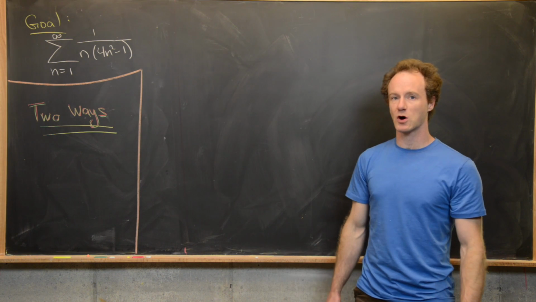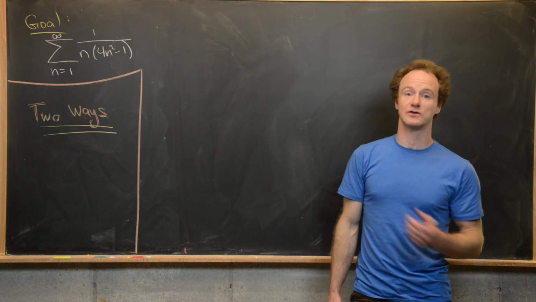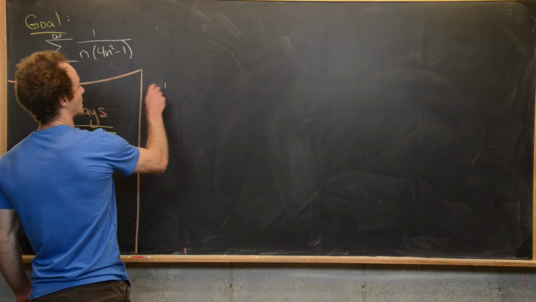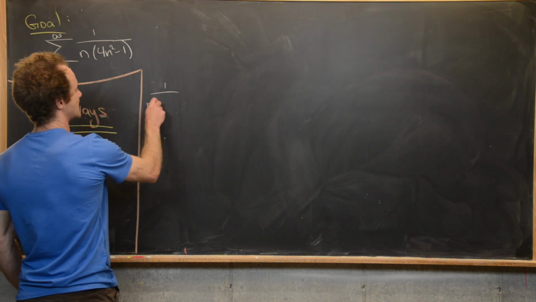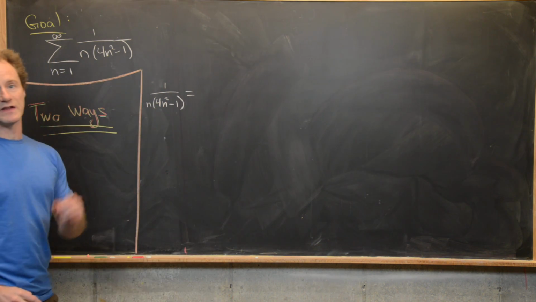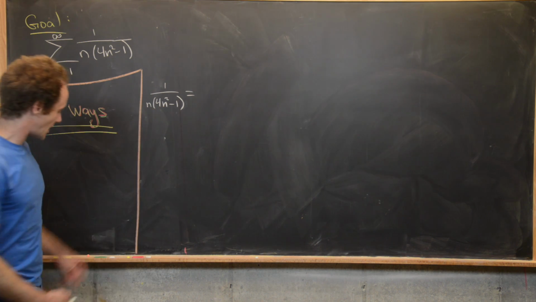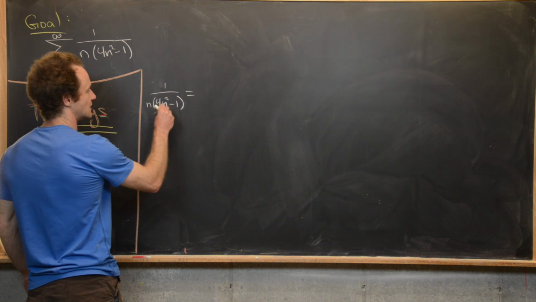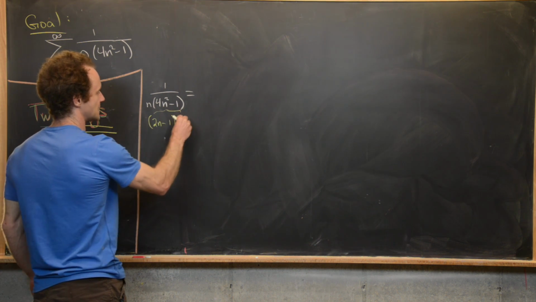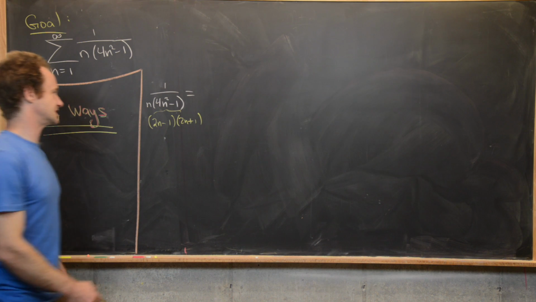And here we're going to use partial fractions, being motivated by the fact that we have a rational function as our summand. So, like I just said, our goal is to write this 1 over n times 4n squared minus 1 as a sum of, in this case, 3 different terms because we've got a cubic in the bottom. Now, I first want to notice that this 4n squared minus 1 factors to 2n minus 1, 2n plus 1. And so that's going to really aid us in our decomposition.